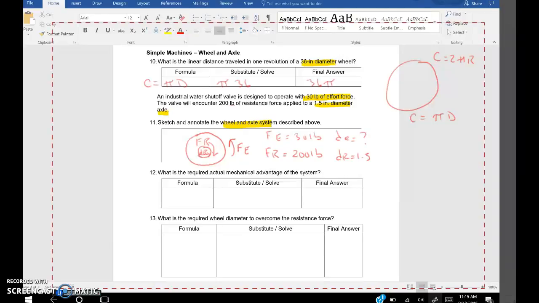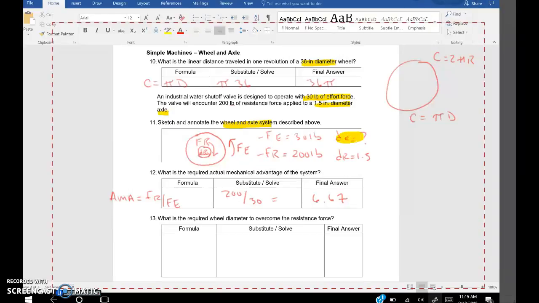So the next problem says, what is the required actual mechanical advantage of the system? So the AMA we know to be FR over FE, right? We know our FR. We know our FE, so if we just plug that in, 200 divided by 30, that gives us a final answer of 6.67 for our AMA.